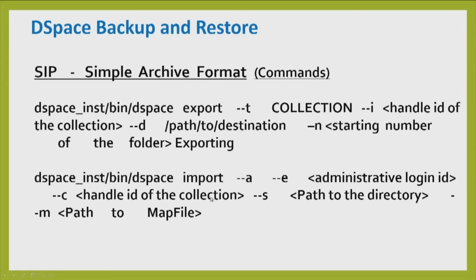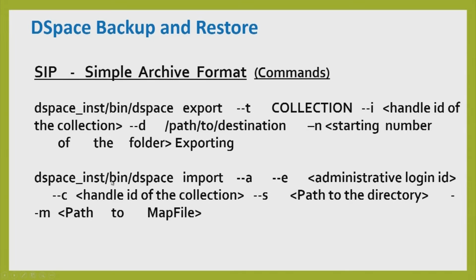For SIP, it is going to do the same type of things, but you do the collection-wise backup here. You give the dspace command along with export. So, this export makes the collection an exporting feature, and then you give the handle ID, the path to the destination where you are going to take the export, and the starting number of the folder.